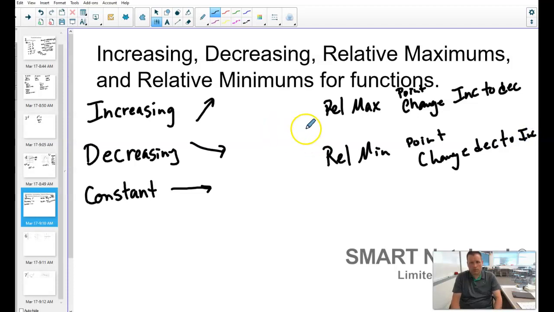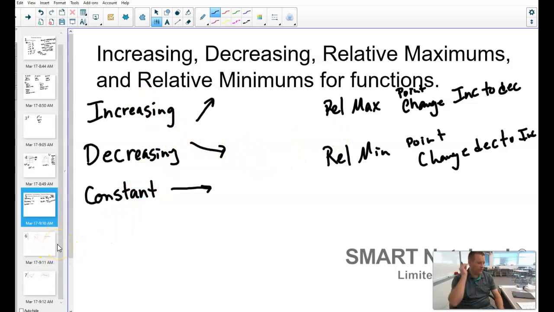I've had a few people describe these. A maximum is like the top of a hill. Again, the top of that hill. Whereas a relative minimum is going to be the bottom of the valley, like that very lowest point on the bottom. Okay, and that can be a sharp valley or it can be rounded. It just has to change direction is what we're looking at.